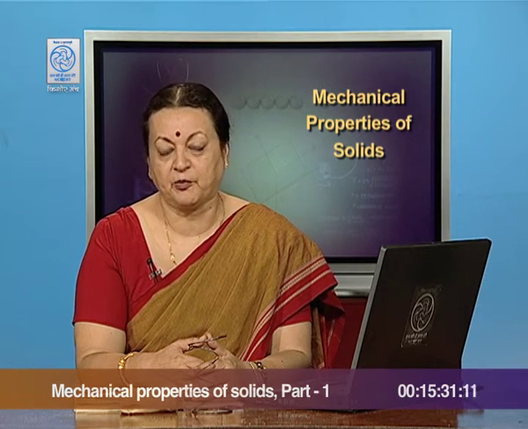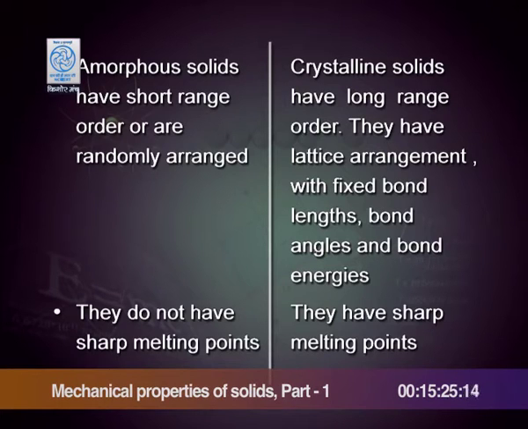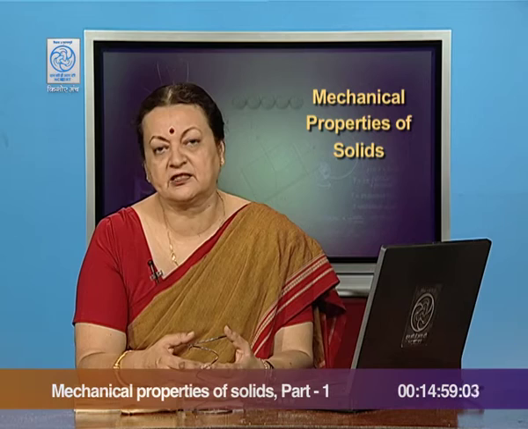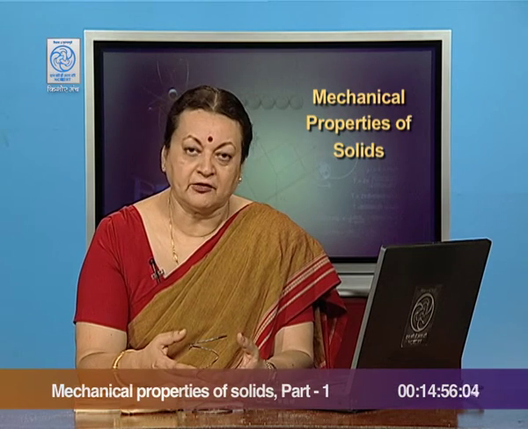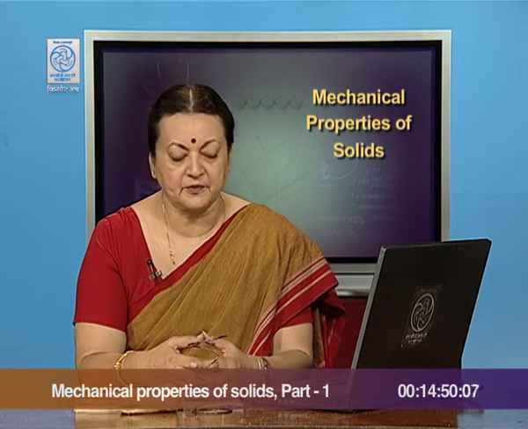On the other hand, in a crystalline structure, the atoms and molecules have a long range order. You have a lattice arrangement in which the bond lengths, the bond angles and energies are almost fixed. That means such materials have a fixed melting point. They also have a rigid structure, and when you break them, they break with sharp cleavages and edges. Amorphous substances you will recognize as polythenes, plastics, wax, and on the other hand, the crystalline structure would be with metals or inorganic compounds.